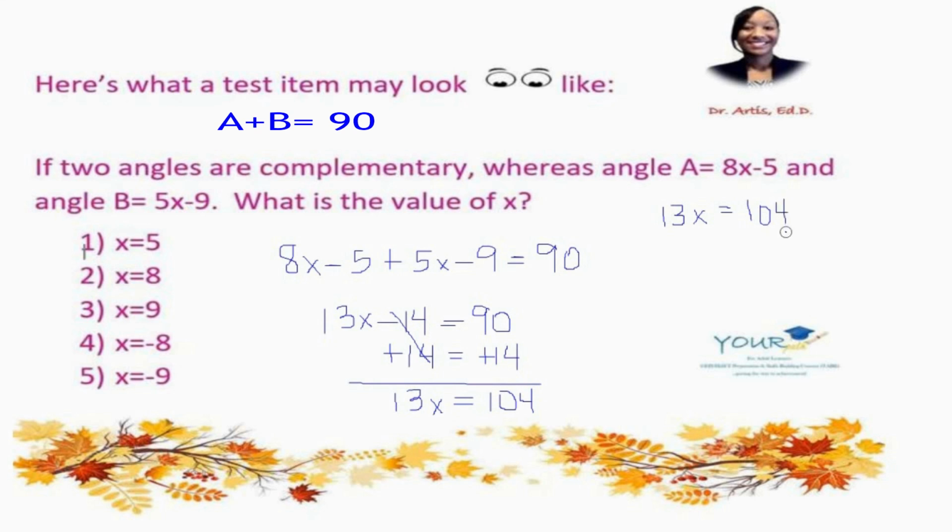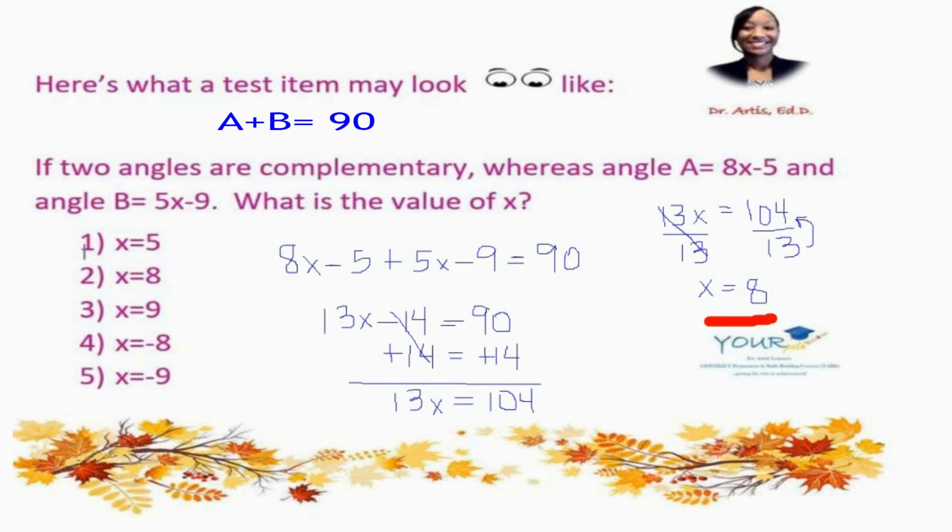And so now, in order to isolate our x, we're going to divide by 13 on both sides of our equation. And when we do so, we're able to cross out 13 on the left side of the equation, which will give us x equals. And when we divide 13 into 104, we get 8. So now we know our value for x, which is 8.